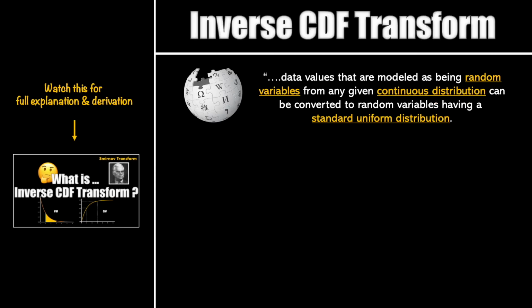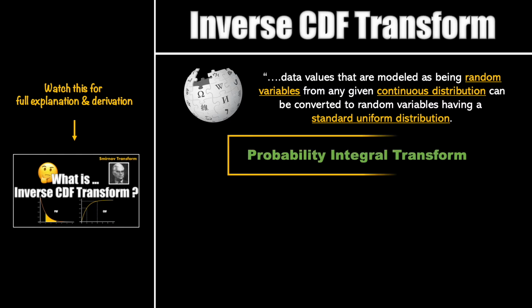The idea behind this algorithm is based on a theorem called probability integral transform. This theorem simply states that for any continuous random variable, you have a transformation that gives you standard uniform distribution. Standard uniform distribution has a range from 0 to 1. It's a uniform distribution, but the range is fixed to 0 and 1.